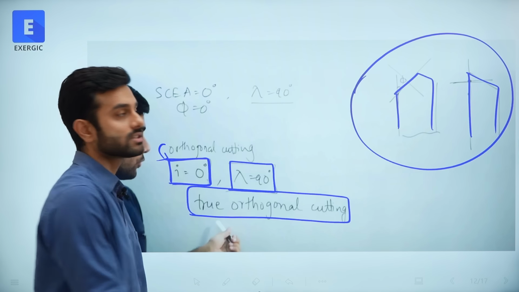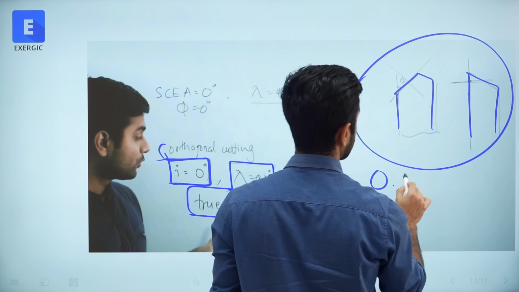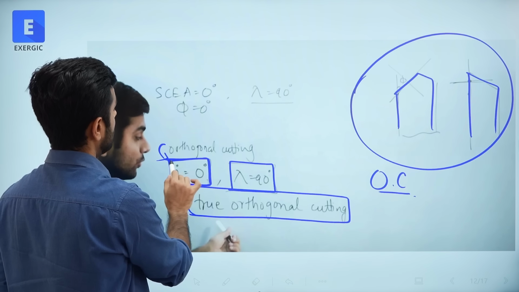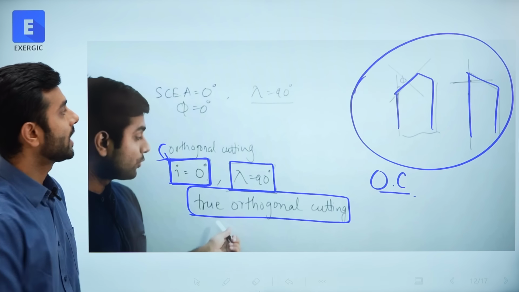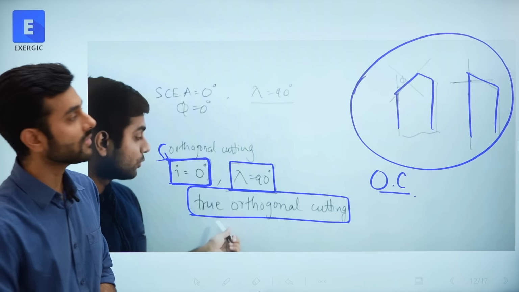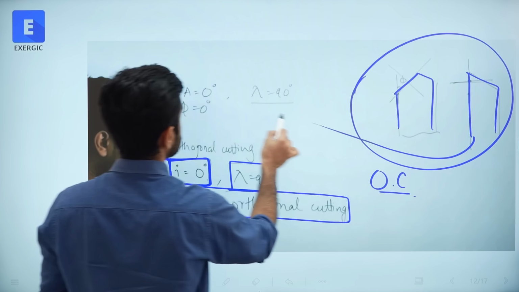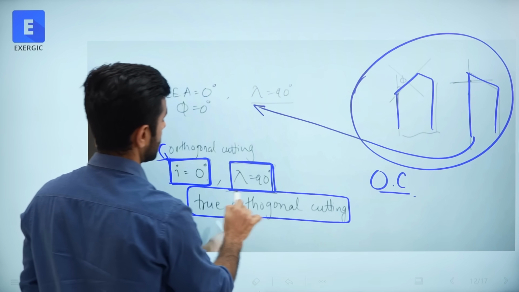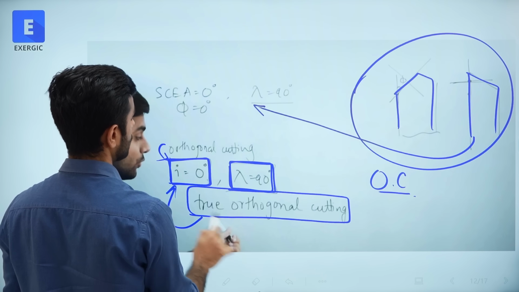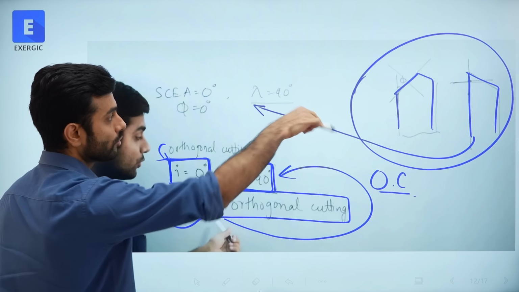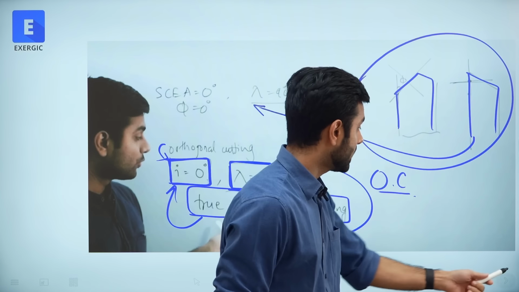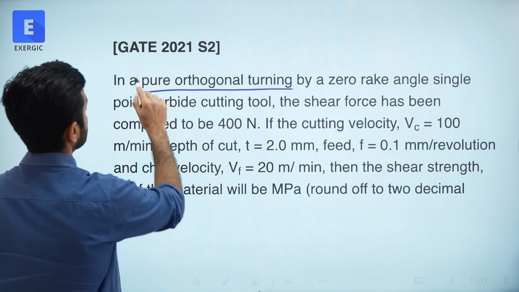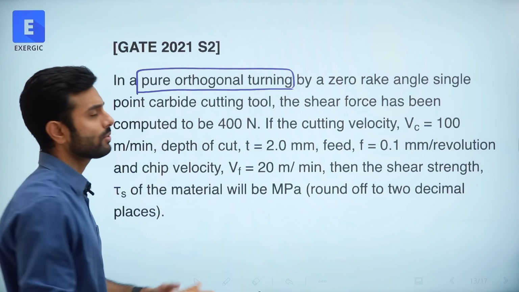Specifically, I have mentioned these two cases. Both of them are under orthogonal cutting if their I value is equal to 0. And this case is a special case which I have summarized here, that for true orthogonal, both of these conditions need to be satisfied. In fact, GATE has asked such a question where you can see a pure orthogonal turning, right? What case are they referring to? What is pure orthogonal turning?